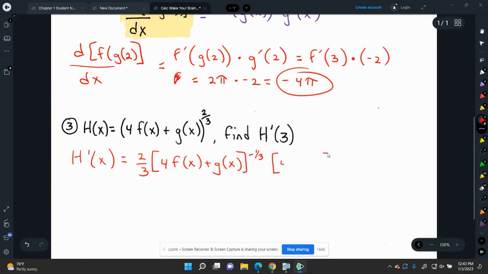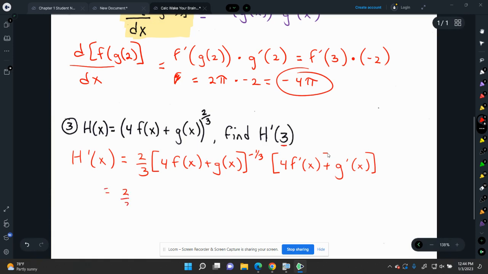So that will be 4 f prime of x. I don't know what f of x is, so I don't know what f prime of x is. So I'm just writing it as f prime of x. Plus the derivative of g of x, so we just write that as g prime of x. So we have outside, inside. Now let's substitute some values in there. This is where x is equal to 3.